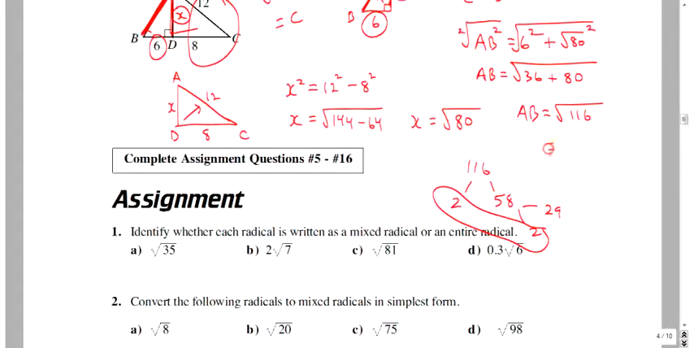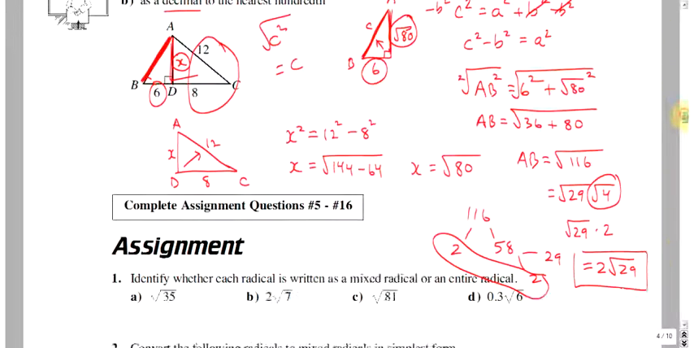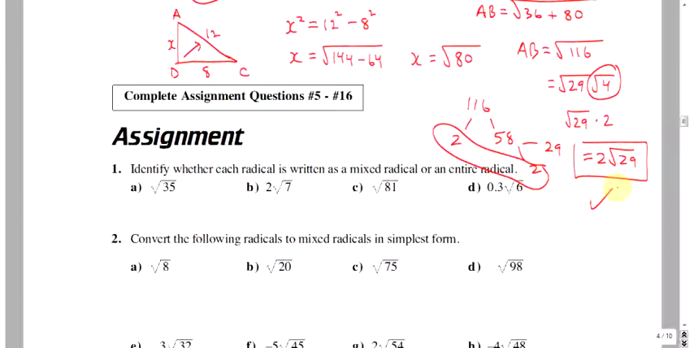116 is 29 times 4. I want to split that up into 29 times 4 because I know the square root of 4 is 2. But I don't want to write it like that. I want to have the 2 in front. So the answer to this is 2 root 29. Exact. Part B says make it a decimal. I hope you can now stick that in your calculator and get a decimal from that. But this is the important part, right? We want exact value. We don't want a decimal.